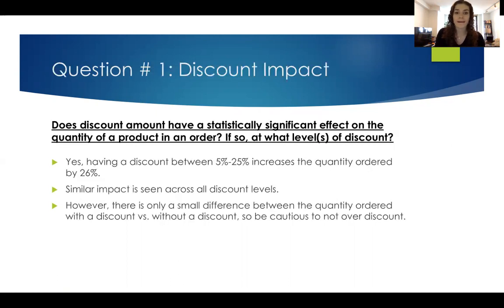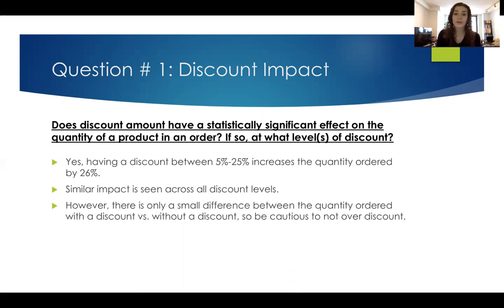So to jump right in, the first question that I looked at was, does discount amount have a statistically significant effect on the quantity of a product in an order? If so, at what levels of discount? And what I found through my hypothesis test is that, yes, having a discount does in fact increase the quantity ordered by about 26%. However, I did see that there's a similar impact on the quantity ordered no matter what discount level is used. So whether you're at a 5%, 10%, 15, 20, 25%, whatever the discount level is, there will be a similar impact on the increase in the quantity ordered.